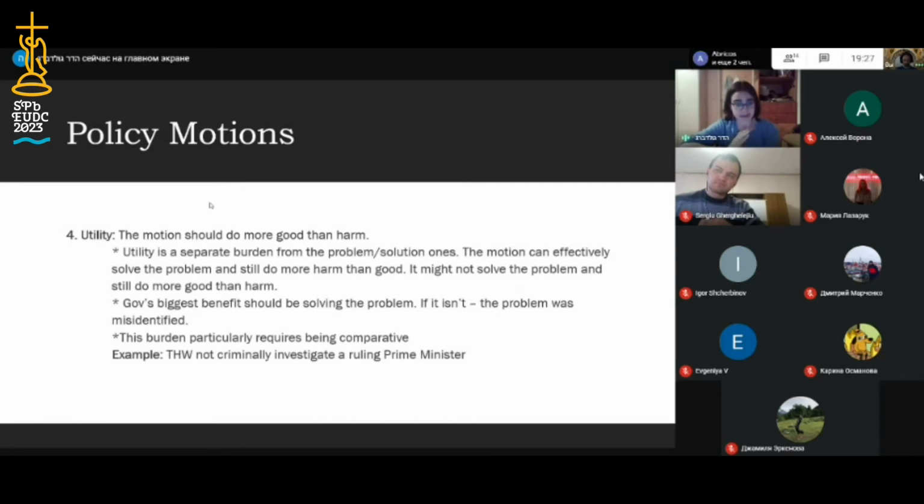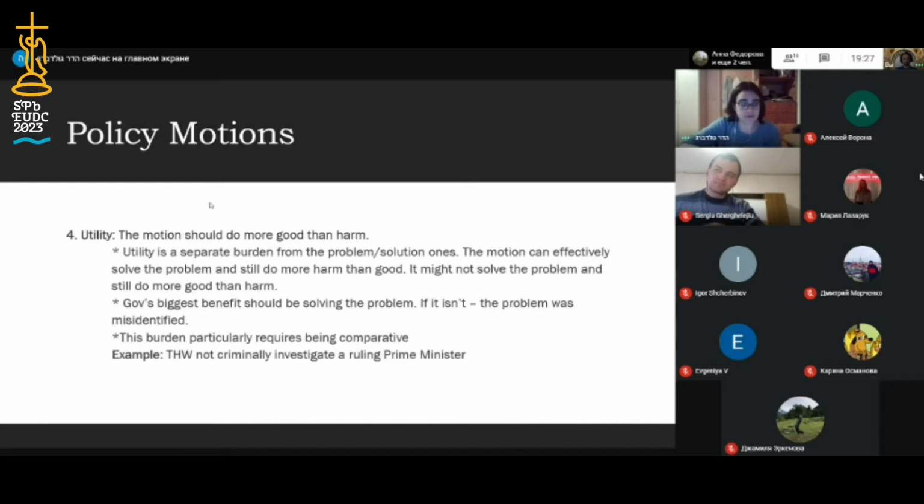Government's biggest benefit, that is the biggest good you can claim in the utility clash, should be the solution to the problem. If it isn't, if you spotted or identified a benefit that was larger than the benefit of solving the problem in the first place, it means that the problem was misidentified. I'll slow down and explain this for a sec.